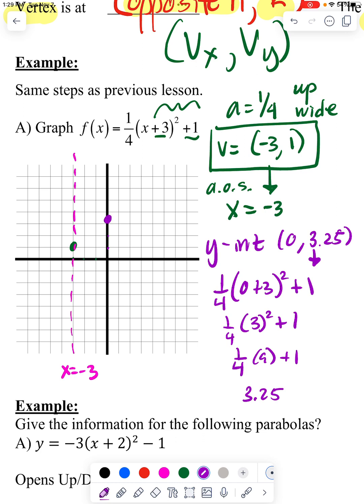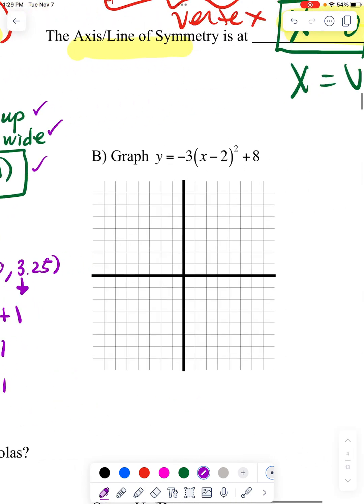And so since that is 3 units to the right of my axis of symmetry, then 3 units to the left would also be at 3.25. And then I can kind of draw through here, and I'm getting, whoops, that's not very great. Please make a correction, thank you. I'm getting a parabola that is indeed opening up and wide, has a vertex at that spot. Okay, let's try the same here.